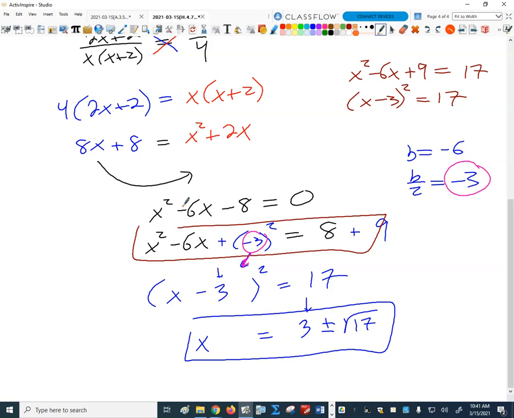Now, if b were odd, you'd get fractions. You probably wouldn't want to do it. Or if you had an a other than 1, you might not want to do it, because then there are too many steps to complete the square. But if a is 1 and b is even, it's a one-step process. It's pretty simple. All right, questions on anything?